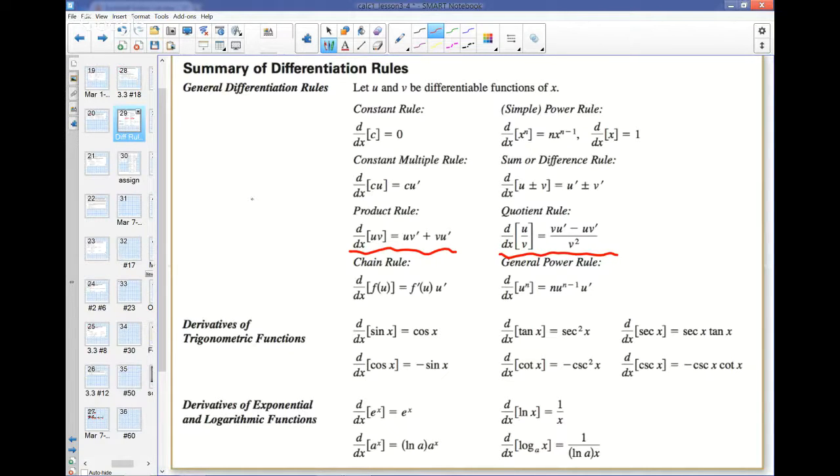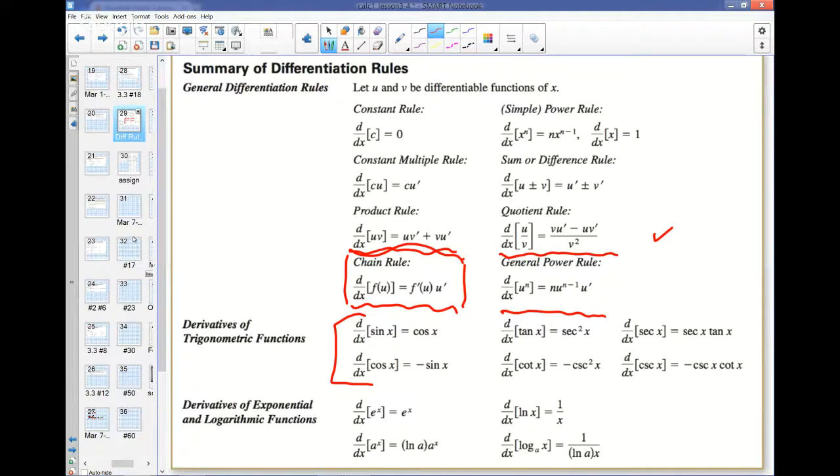And then, really important, by the way, these were from the previous lesson. And then the chain rule, huge, probably the main rule in lesson 3.4. And that created this general power rule, which is just the power rule with the chain rule tacked onto it. And then we have our six trig function derivatives right here.